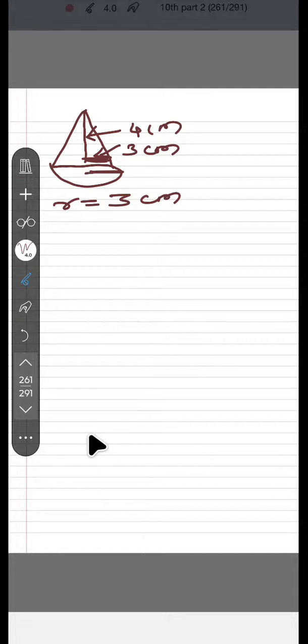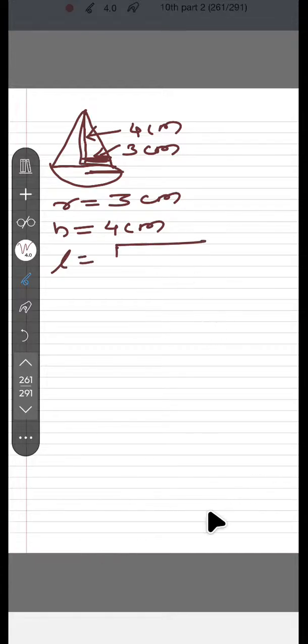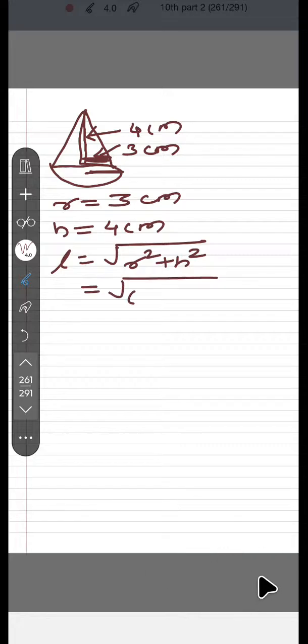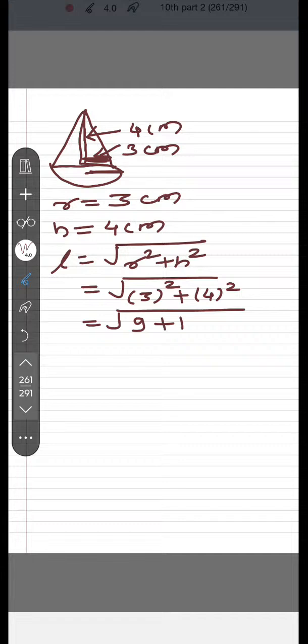Height h is 4 centimeters, as given. We all know how to find the slant height. What is the formula? L is equal to the square root of r square plus h square. We all know the r value: the square root of 3 square plus 4 square, which is equal to the square root of 9 plus 16, which is equal to the square root of 25, which is 5. Don't forget to give a unit.